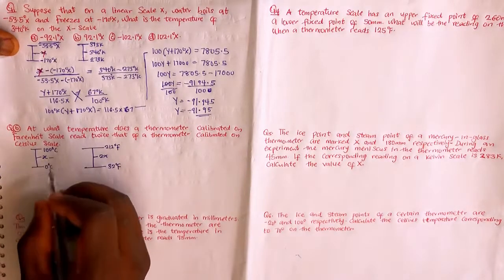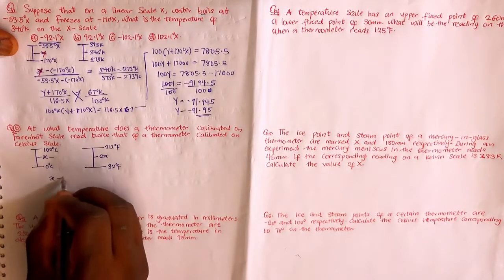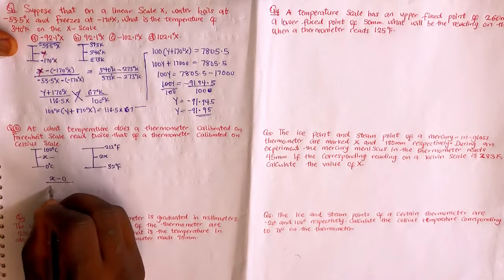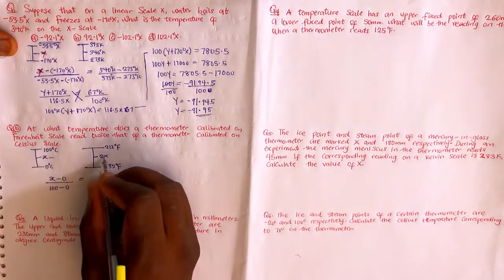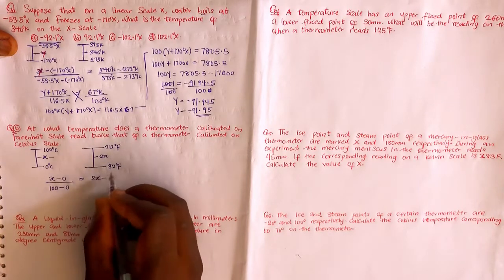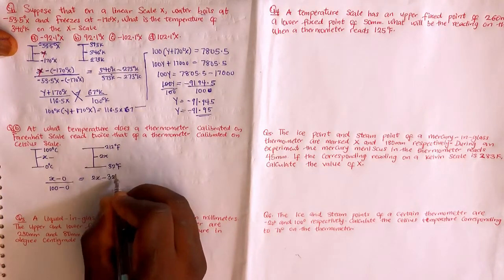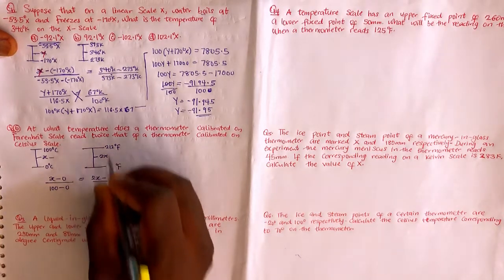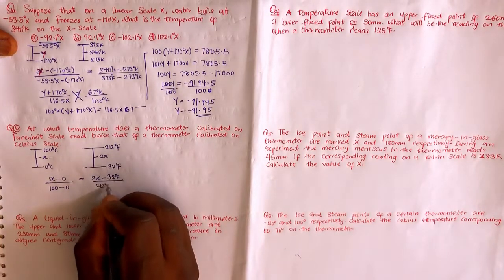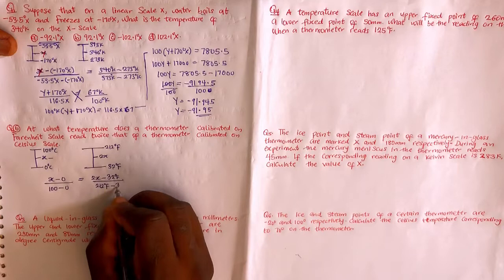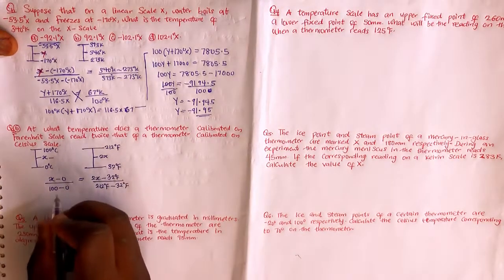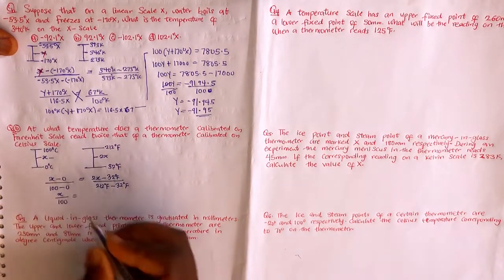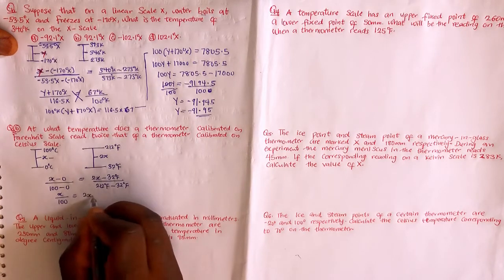We take this, we subtract from this. That is x minus 0 divided by 100 minus 0. Then equate it to this. That will be 2x minus the lower fixed point, 32 degree Fahrenheit, divided by the upper one, which is 212 degree Fahrenheit minus 32 degree Fahrenheit. Can you see this now? So let's just go ahead. X minus 0 will actually give me x divided by 100 equals to 2x minus that. That is still the same thing as 2x minus what?